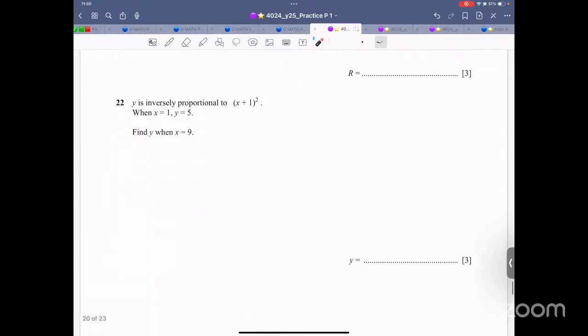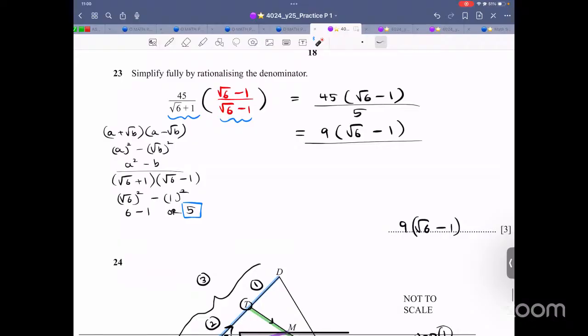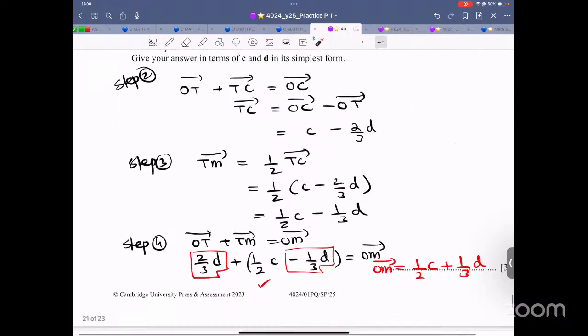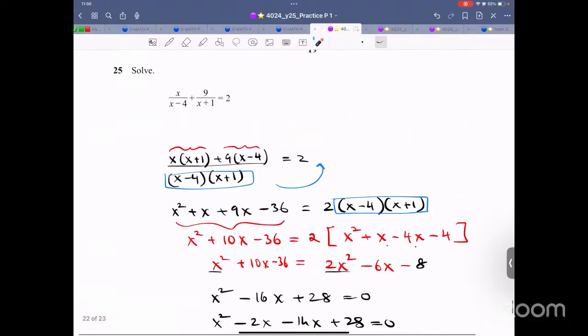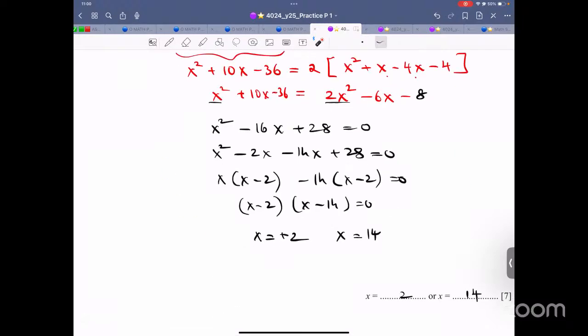First evaluate K. Rationalization, very important. Simplify fully by rationalizing the denominator. So root 6 plus 1, multiply it with root 6 minus 1. And then some vector thing, I think it's the same kind of thing as before. Solve x over x minus 4 plus 9 over x plus 1 is equal to 2. So this x multiplies with x plus 1, this 9 multiplies with x minus 4. The LCM is these two. Open it up, multiply, open it up, you get a quadratic, middle term factorization, you get two answers.